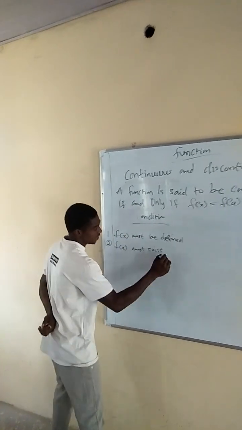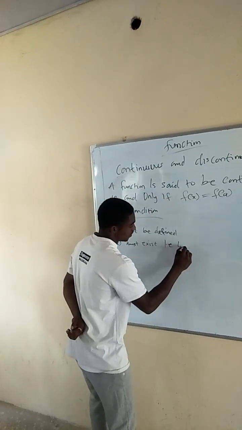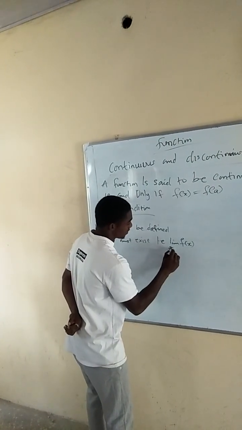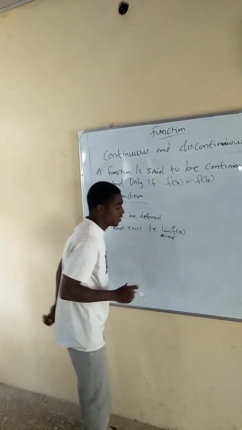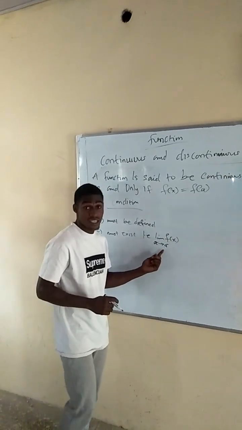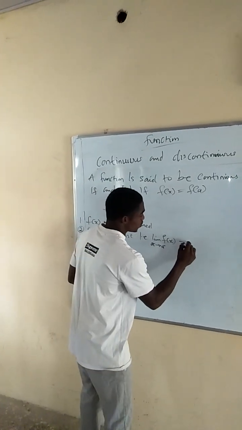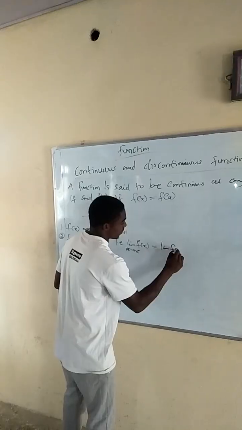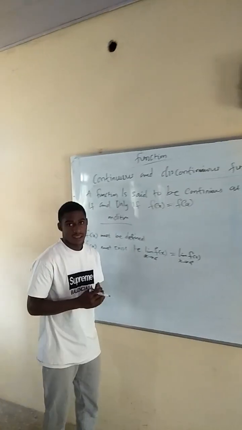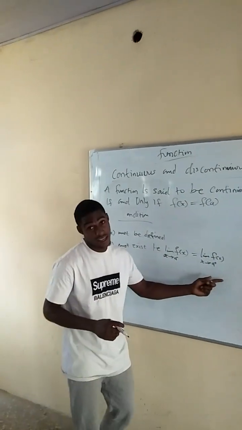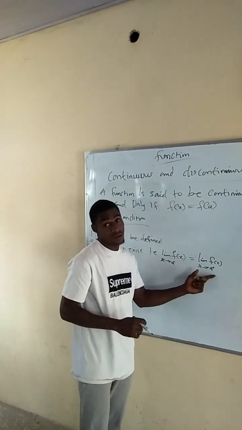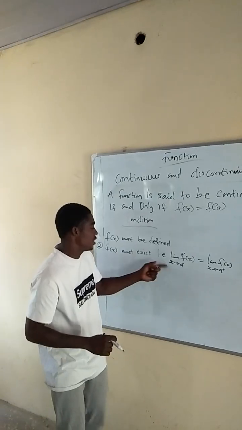This is to tell us that the limit of f of x as x approaches a from the left will be equal to the limit of f of x as x approaches a from the right. Alright, it's not minus a and plus a. It's x approaches a from the left and x approaches a from the right. But for a function to be continuous, this must hold.